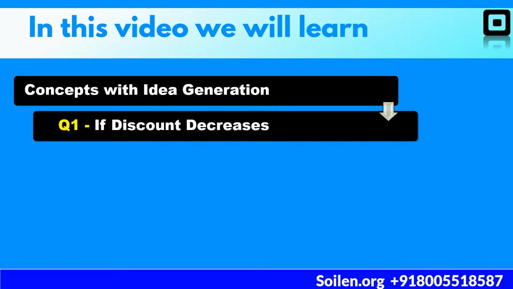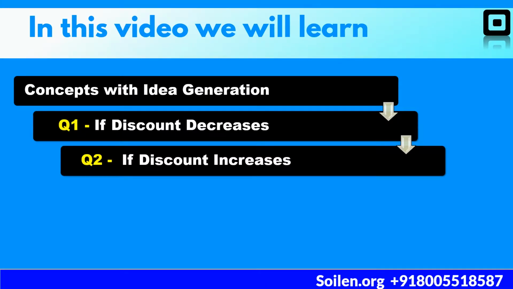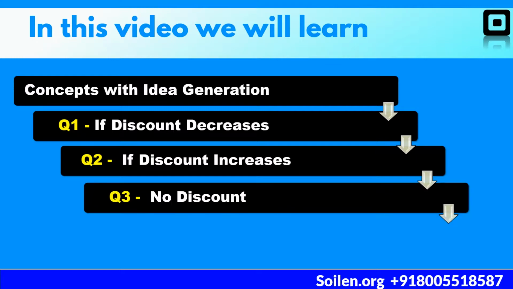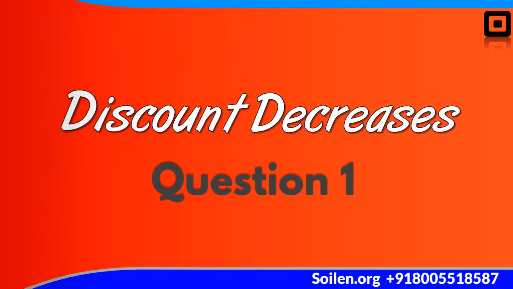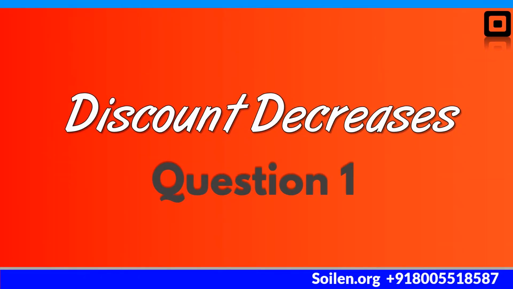Question 1, discount decreases. Question 2, discount increases. Question 3, no discount is given. Question 4, loss on discount. So let us start with first question based on discount decreases.